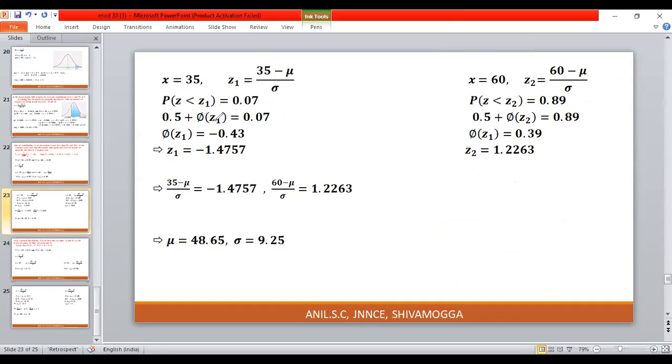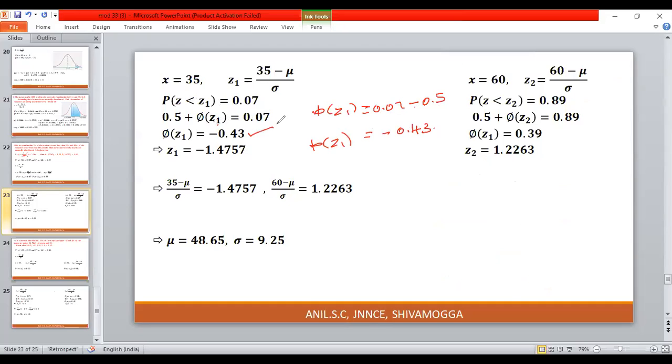Therefore, phi of Z1 is equal to 0.07 minus 0.5. Transform this 0.5 to the right-hand side, and you get minus 0.5. Therefore, this is equal to 0.07 minus 0.5, which is minus 0.43. Phi of Z1 is equal to minus 0.43.